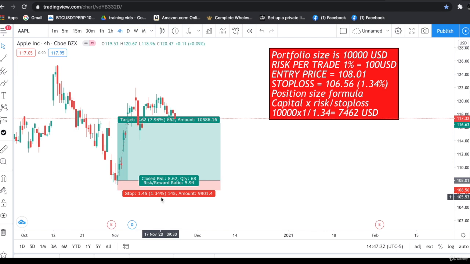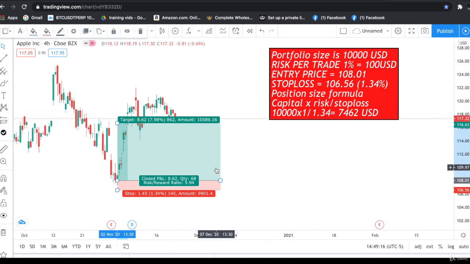So using the simple formula, capital multiplied by risk divided by stop loss. Our capital is $10,000 multiplied by 1%, divided by 1.34%. So if we calculate this, our position size for this setup would be 7,462 US dollars. So this is how you calculate the position size. Now to automating the things after you have planned your entry price, your trade setup. Now this was just for example. I have taken the tool from the toolbox over here, and this is the tool.